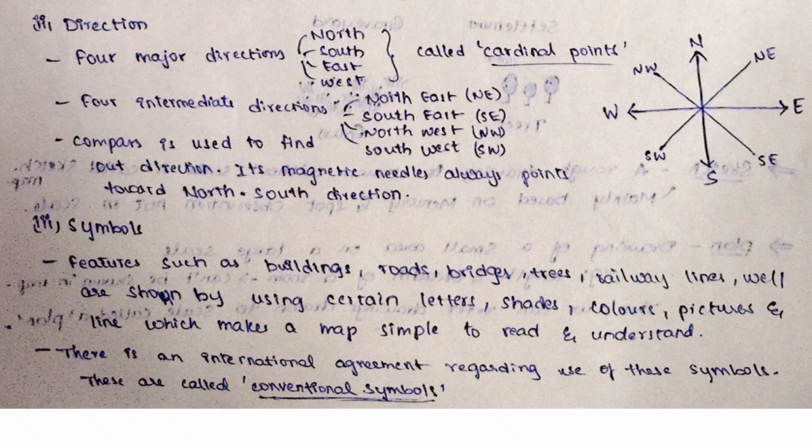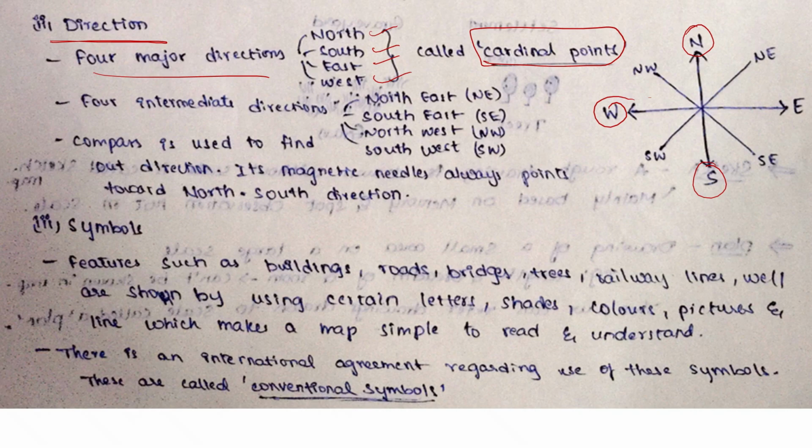Now let's see the other two components of the maps. Second component is direction. There are four major directions which are north, south, east and west. These are called cardinal points. As you can see here, this is north, this is south, this is west and this is east. And in between there are northwest, northeast, southwest and southeast. By keeping this simple diagram as a mind map, you will be clear with your directions. And these northwest, northeast, southwest and southeast are called intermediary directions.